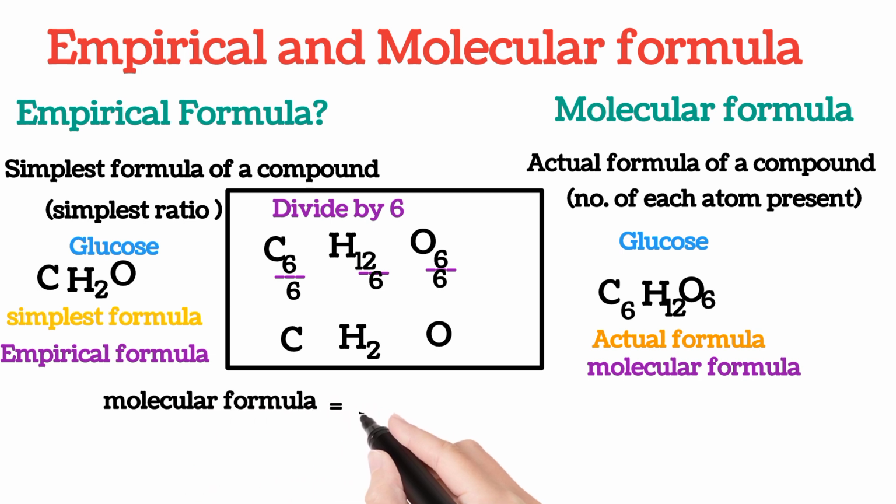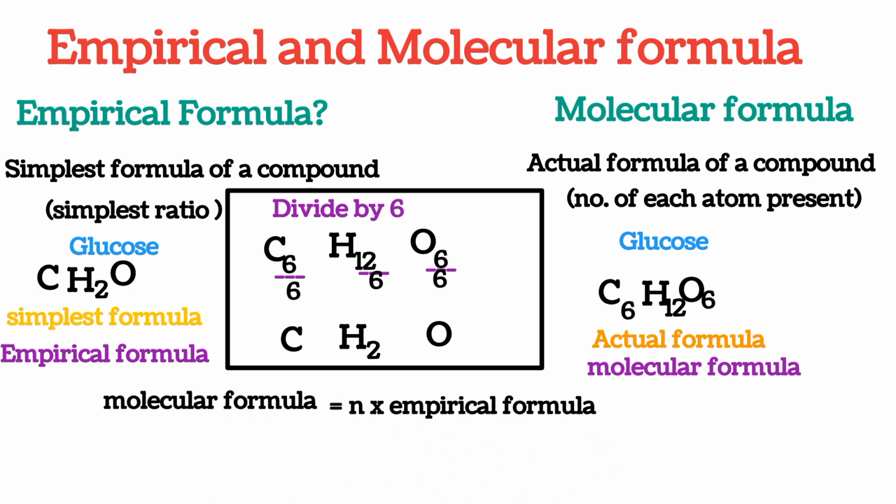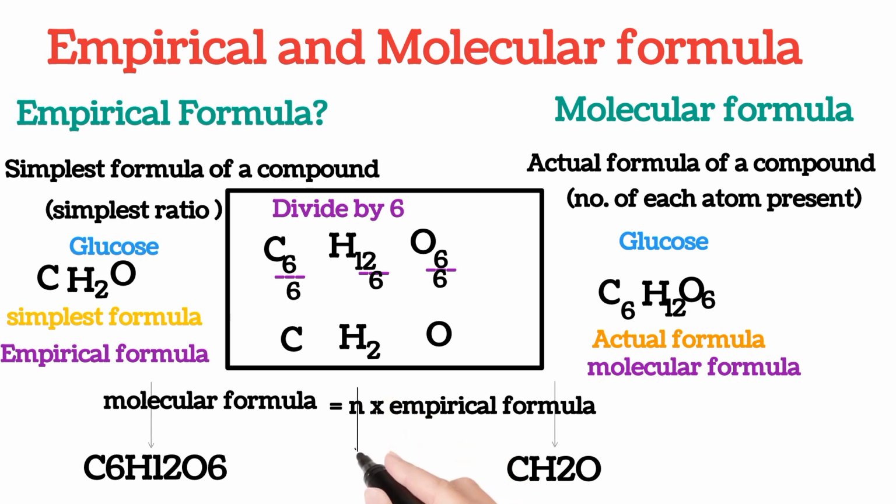Now, the molecular formula of a compound is always equal to N times the empirical formula, where N is a multiple. Now, from what we have done so far, C6H12O6, taking a look at glucose, is the molecular formula, while CH2O is the empirical formula for glucose, and N is a number which we use in dividing all this, and that is 6, which is the multiple. So if you multiply CH2O by 6, we are going to get C6H12O6, which becomes the molecular formula.